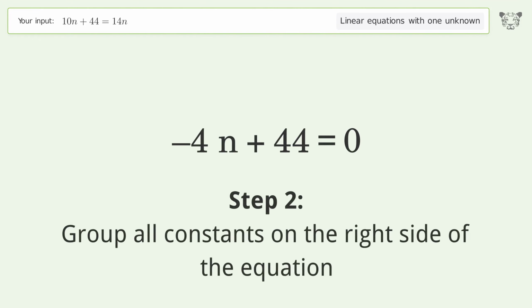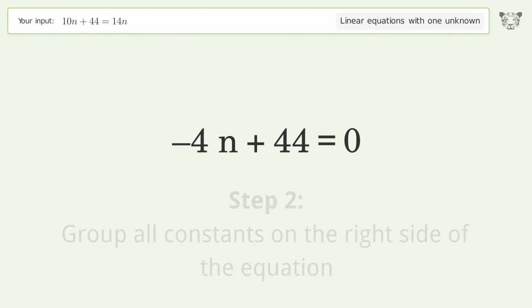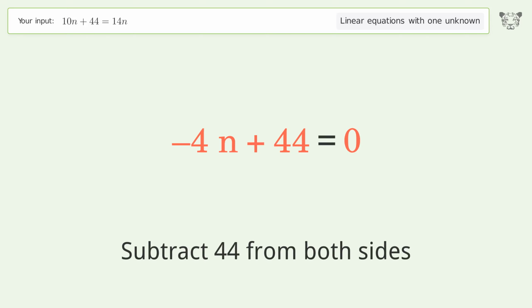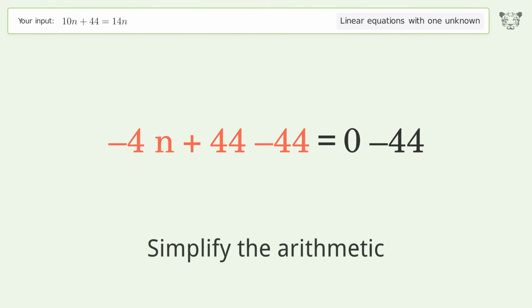Group all constants on the right side of the equation. Subtract 44 from both sides. Simplify the arithmetic.